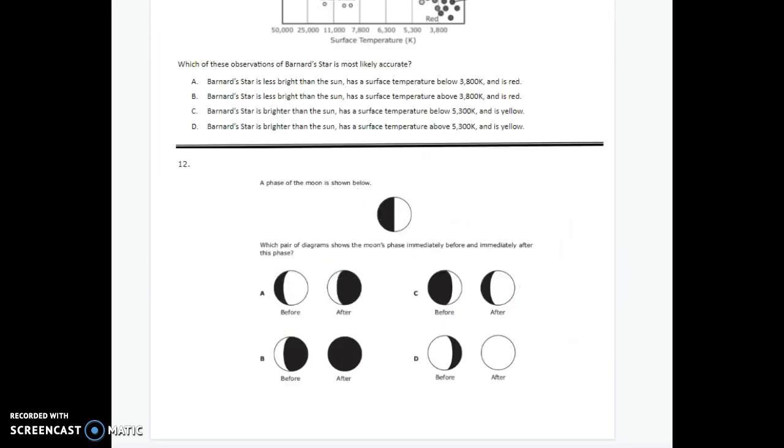And finally, our last phase of the moon. Which pair of diagrams shows the moon's phase immediately before and immediately after this phase? Well, in this phase, the light is on the right side, so this is going to be a first quarter moon. Right before the first quarter, of course, we get our waxing crescent moon, and then right after, we're waxing gibbous moon. So let's see which one.